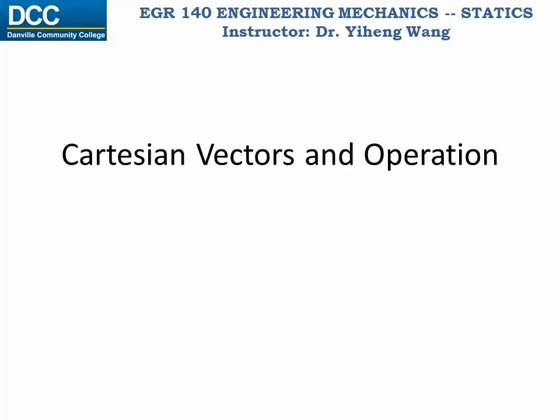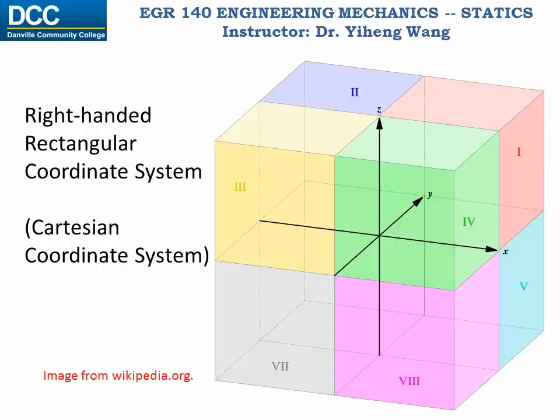Vector operations can be greatly simplified if they are expressed as Cartesian vectors in the Cartesian coordinate system. The three-dimensional rectangular coordinate system, also known as the Cartesian coordinate system, is made of three number lines that are concurrent, meaning that they intercept each other at the origin, and also perpendicular to each other. These three number lines, known as the x, y, z axis, divide the space into 8 octants, as demonstrated by the 8 cubes with different colors in this image.